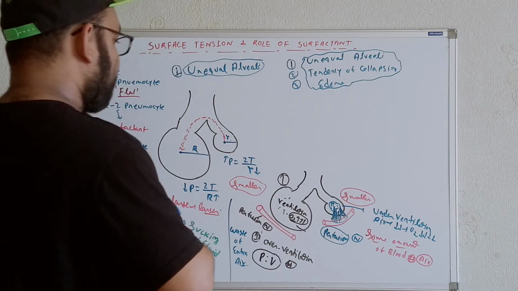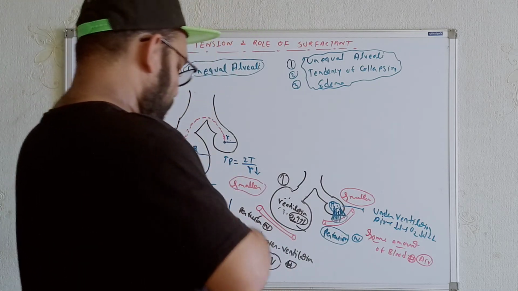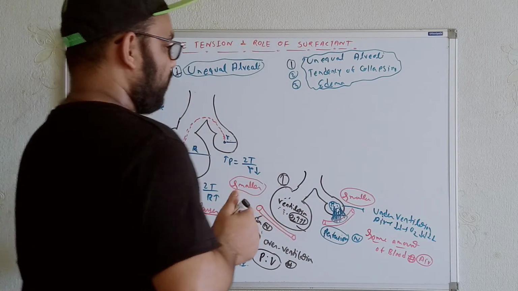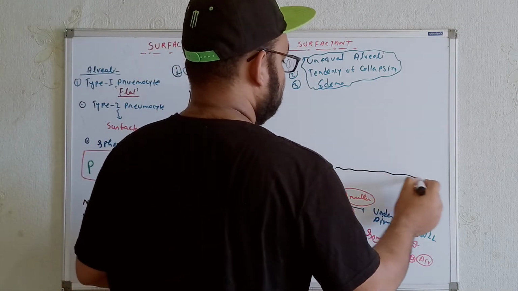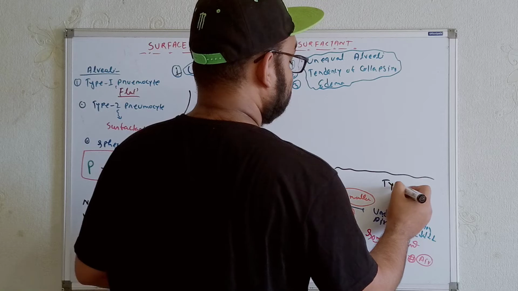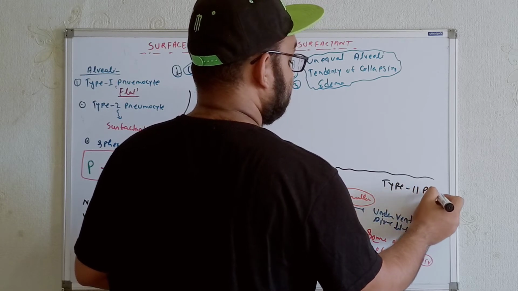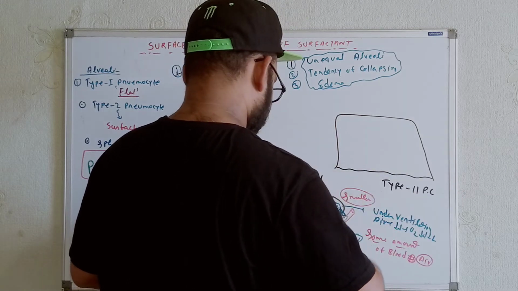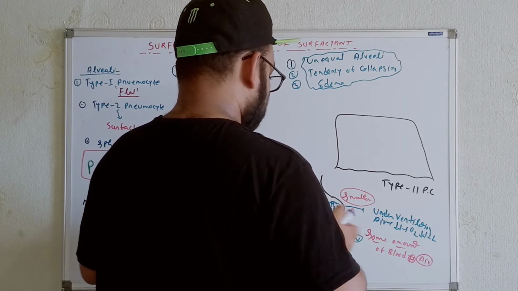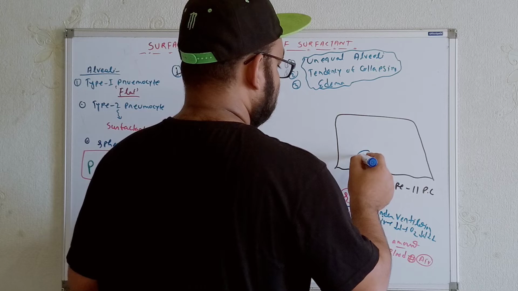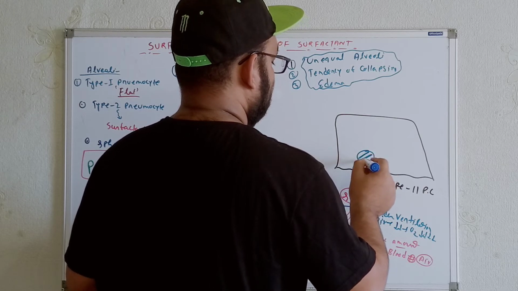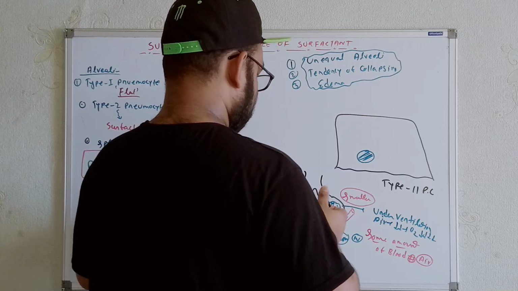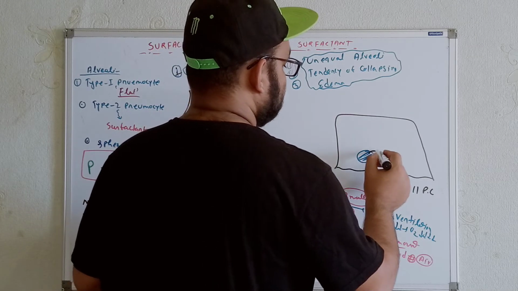Okay, under normal physiological circumstances, I am considering the type 2 pneumocyte. What will it produce? From the type 2 pneumocyte, there is a nucleus, and from here we get the production of surfactant.